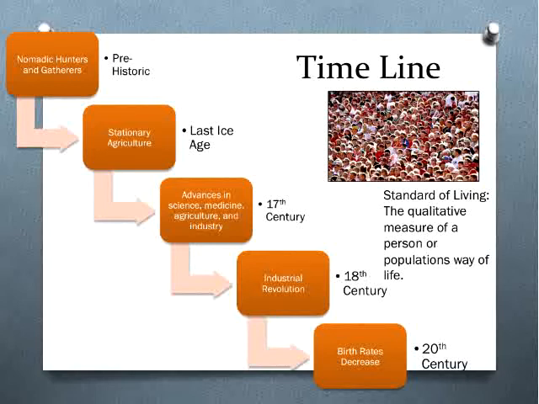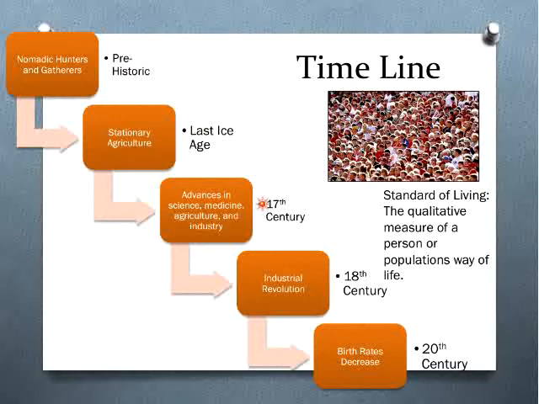So the next thing we talk about a little bit is the timeline of population growth. So we got first the prehistoric time period, and this is when people are nomadic hunters and gatherers. There's not really an increase in population during this time period. However, the first increase in population is sparked by the last ice age, and this is because of the creation of stationary agriculture. There's now more land to work and more crops to work, and therefore we need a larger population to work these crops, and that increased it.